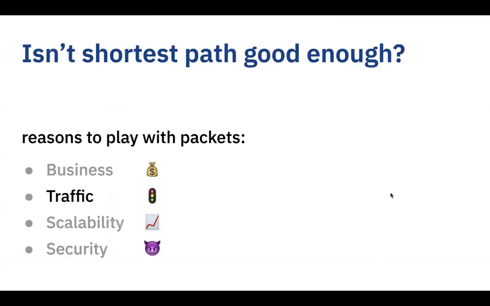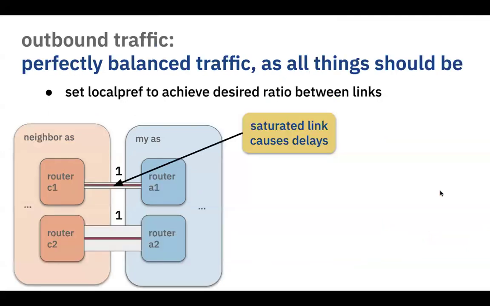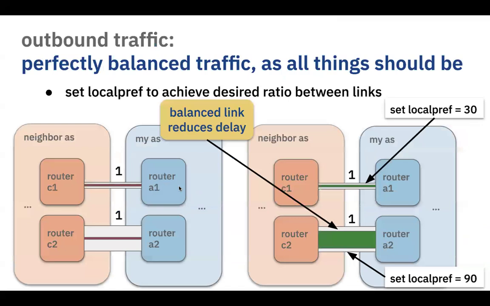There are also some traffic considerations. So in class, we saw hot potato routing where we want to exit our own AS as soon as possible. We can also control our outbound traffic. So first, we can set local pref to achieve our desired ratio between links. For example, the second link here is much wider, so we want to allocate more traffic to it because a saturated link causes queuing delays and other problems. So if we set a higher local pref for the second link, more traffic will go down this route.